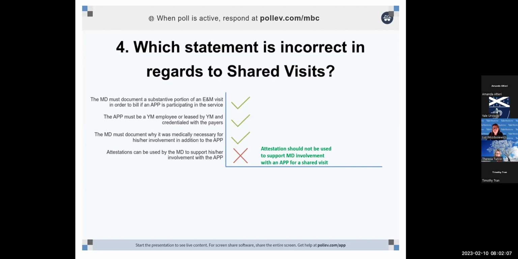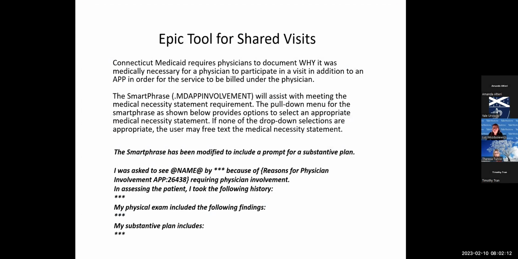So in addition to documenting time and medical decision-making, the next slide speaks to the medical necessity requirement. Medicaid, one of our bigger payers, as well as some of the private insurers, want to understand why it was necessary for the physician to participate in the visit in addition to the APP. They want to understand why they're paying the higher rate when they can pay the APP for the visit. So it's important to include medical necessity for your participation as a physician when billing a shared E&M service. And this smart phrase, .MD APP involvement, will prompt you to document that medical necessity. There's a drop down.